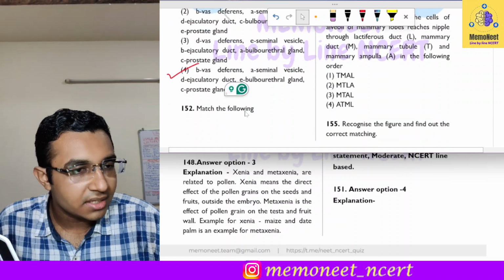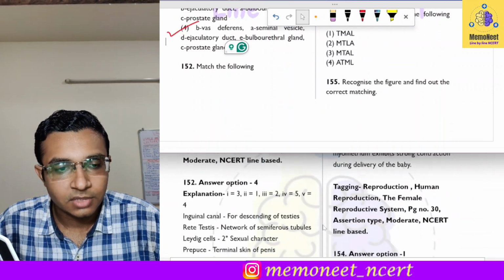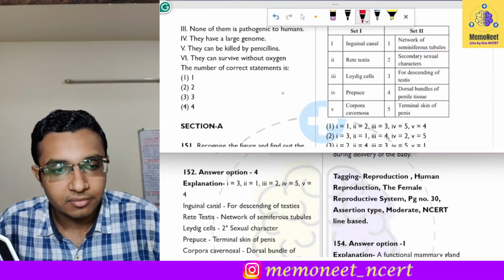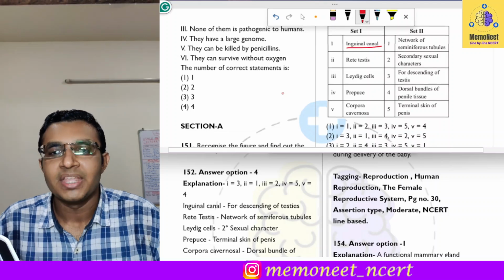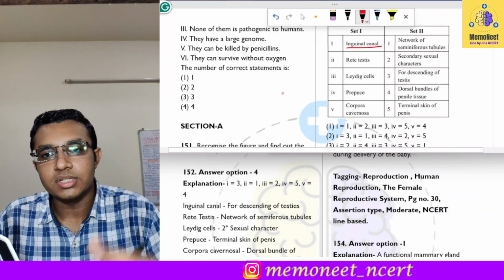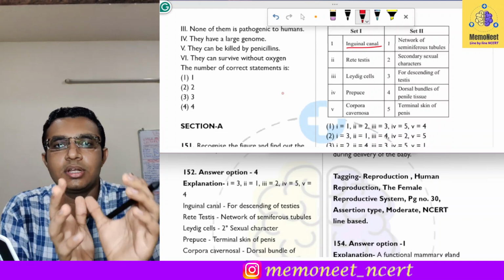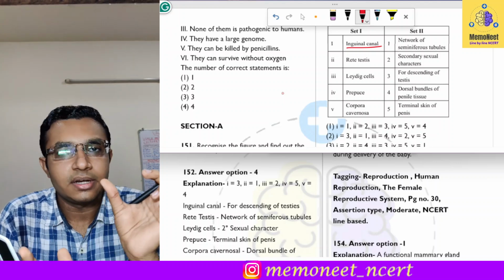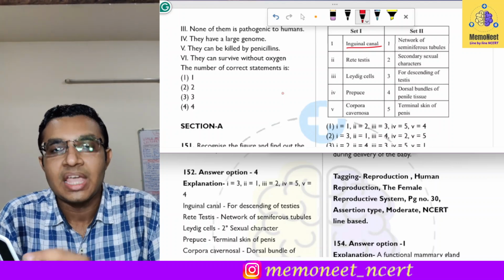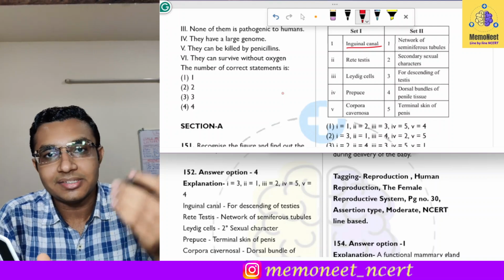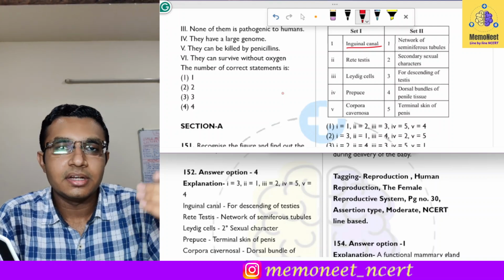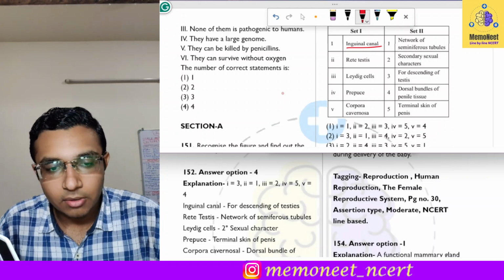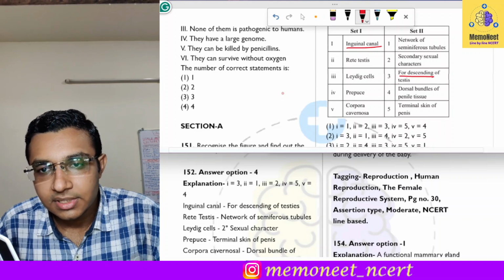Now moving on to the next question, that is question number 152. So it is a match the following type of question. So let us see them one by one. The first one is the inguinal canal. Now inguinal canal is a canal through which the testes descend, okay. So initially during the gestational period, when the fetus is inside the womb, then their testes are present in the abdominal cavity. Then during birth they descend into the scrotum, okay, and that descent into the scrotum is through a canal called as the inguinal canal, okay. So this inguinal canal is responsible for the descending of the testes.